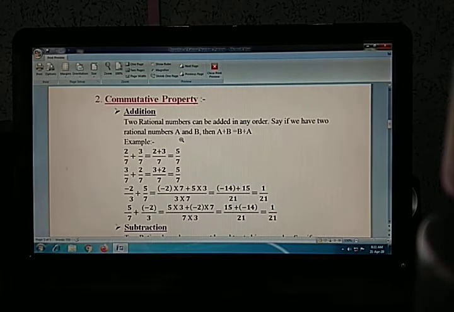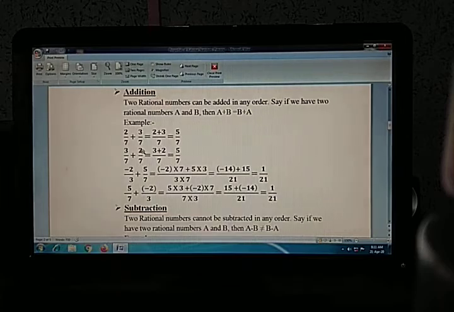Now let us see what happens in case of addition. So in case of addition, as you can see, we have taken two rational numbers, 2 by 7 and 3 by 7. The answer that we get here is 5 by 7. Now let us see the other way around. 3 by 7 plus 2 by 7. Again the answer is the same. If we take some negative rational numbers, then you can see here the answer is the same. Here also, since the denominators are not the same, we have taken just the LCM of it. So in both the cases we get that in case of addition, the commutative property holds.